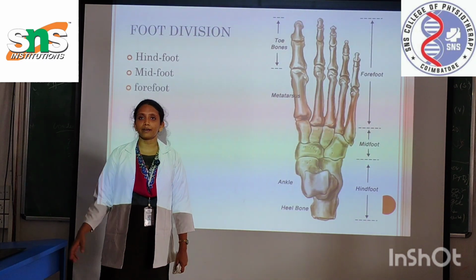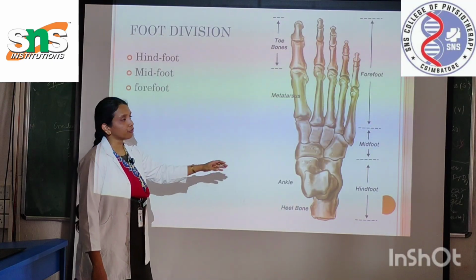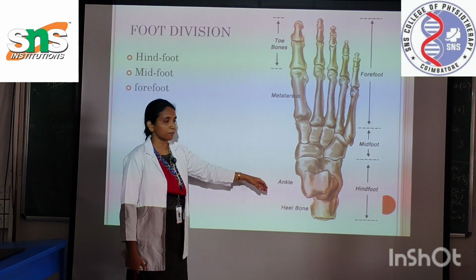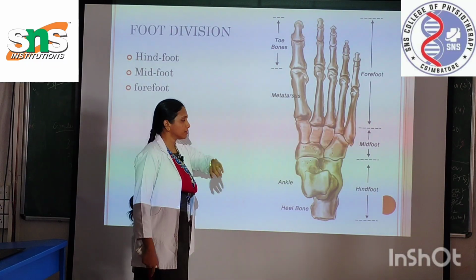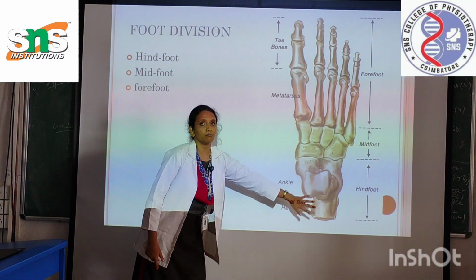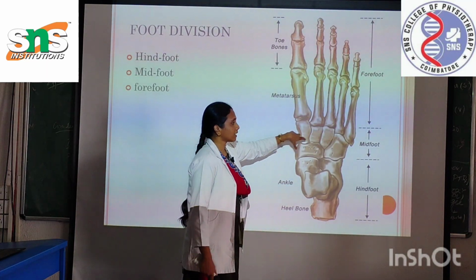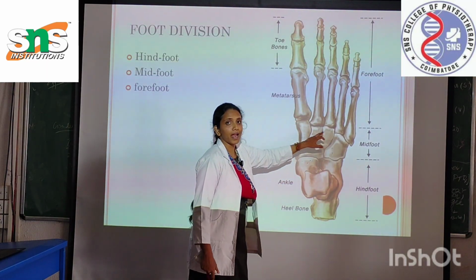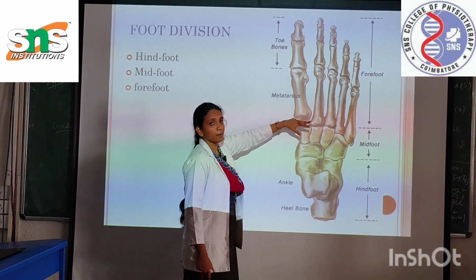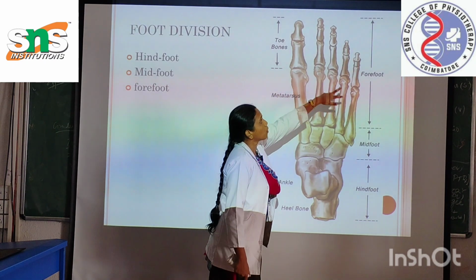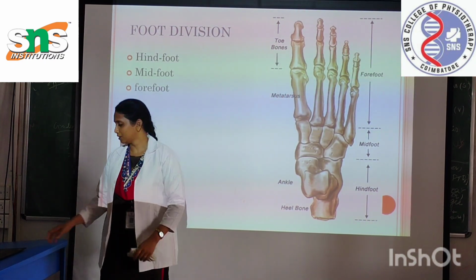Now coming to the anatomy of the foot divisions. As we can see in this picture, the foot is majorly divided into three parts: the hindfoot, the midfoot, and the forefoot. The hindfoot consists of the heel bone and the ankle joint. The midfoot consists of the tarsal bones. The forefoot consists of all the metatarsals and the toe bones, the phalanges of the foot. So these are the divisions of the foot.